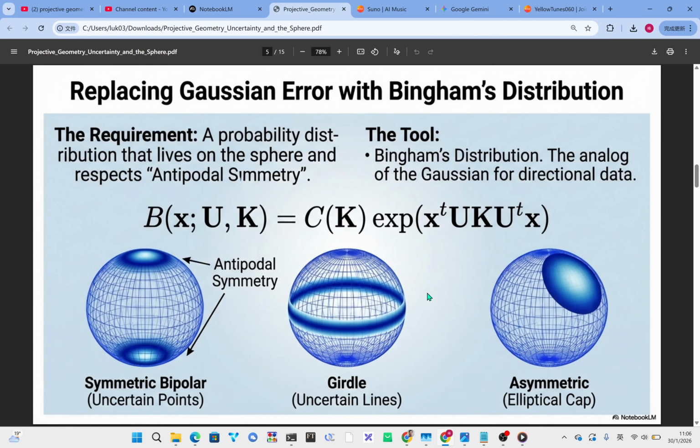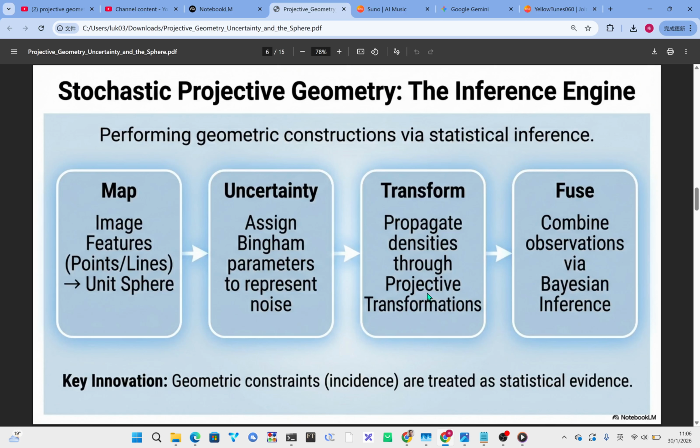Okay, the theory is elegant. Spheres, wrapping, weird mirror distributions. But Collins was an engineer. He wanted to build things. He did, and the dissertation is full of these really rigorous experiments to prove that this isn't just philosophy.